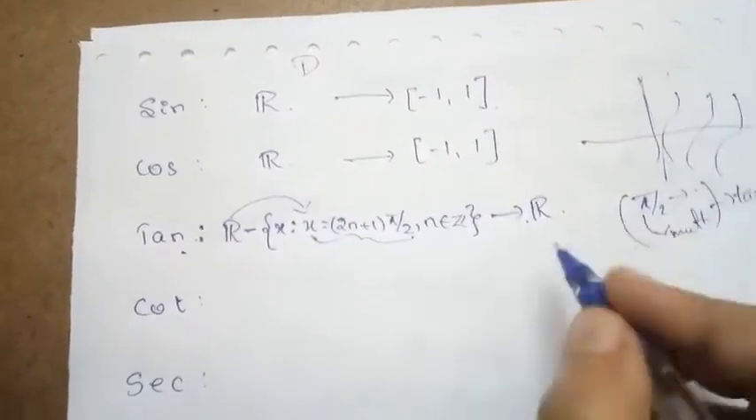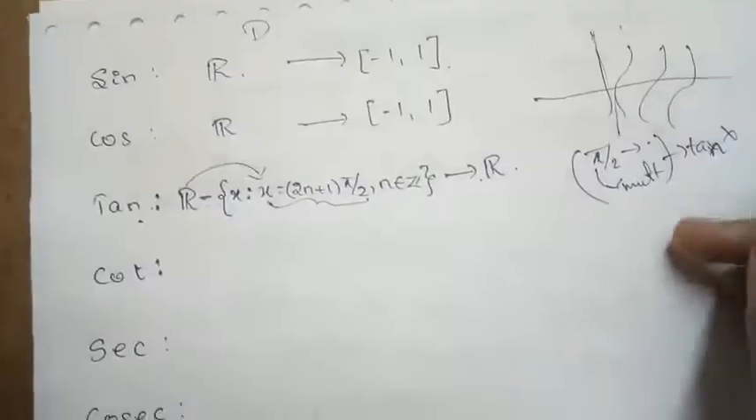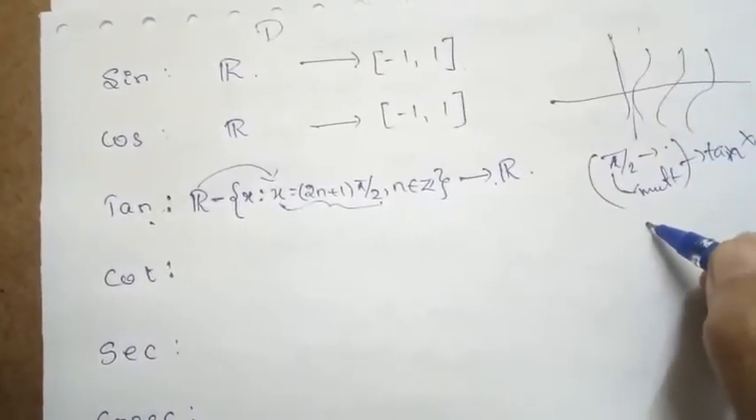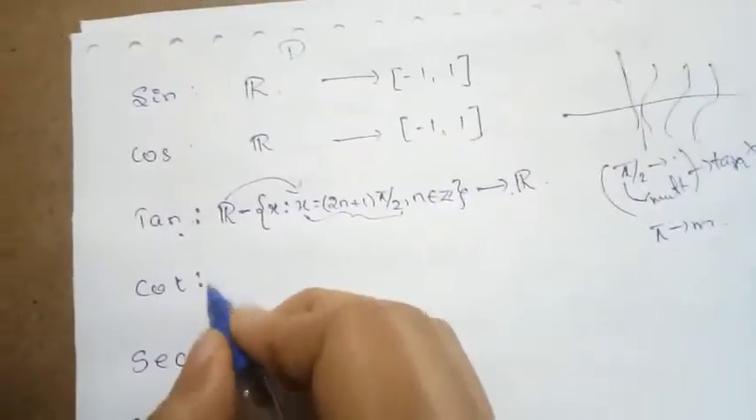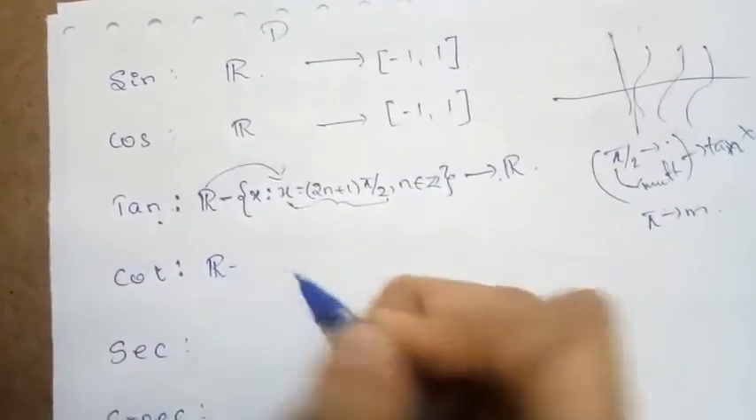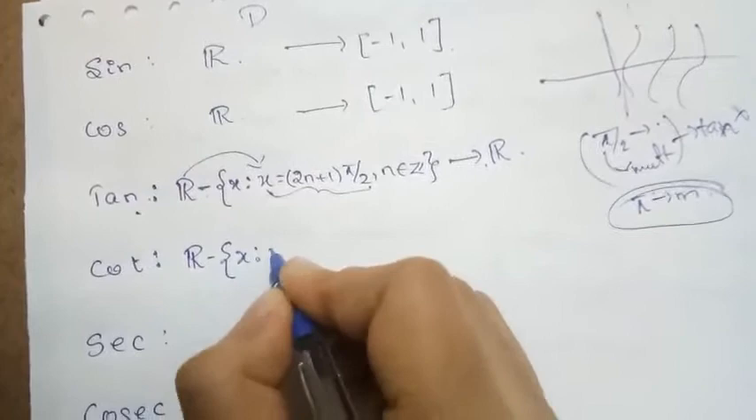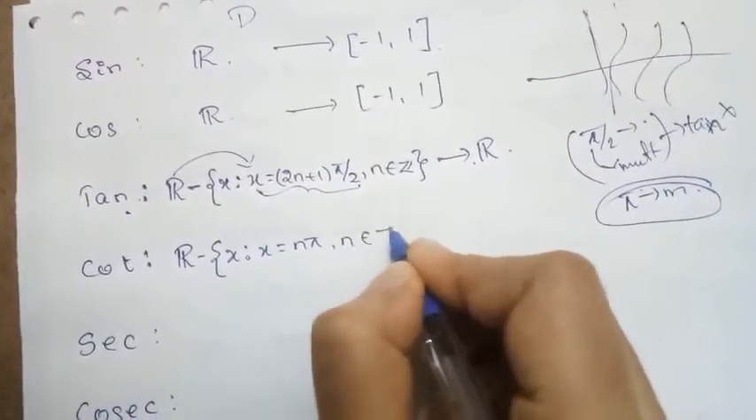Similarly, the cot function graph is similar to the tan function, but when it comes to cot, the function is not defined at the multiple angles of pi. So from the domain, that is from the set of real numbers, I am removing those multiple angles of pi, that is x such that x is equal to n pi, where n belongs to the integers.